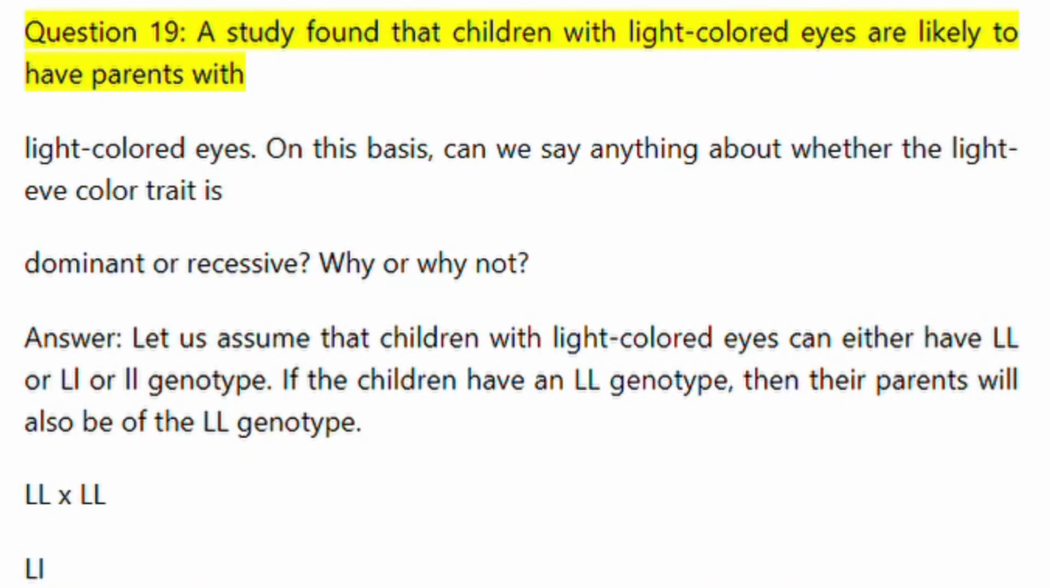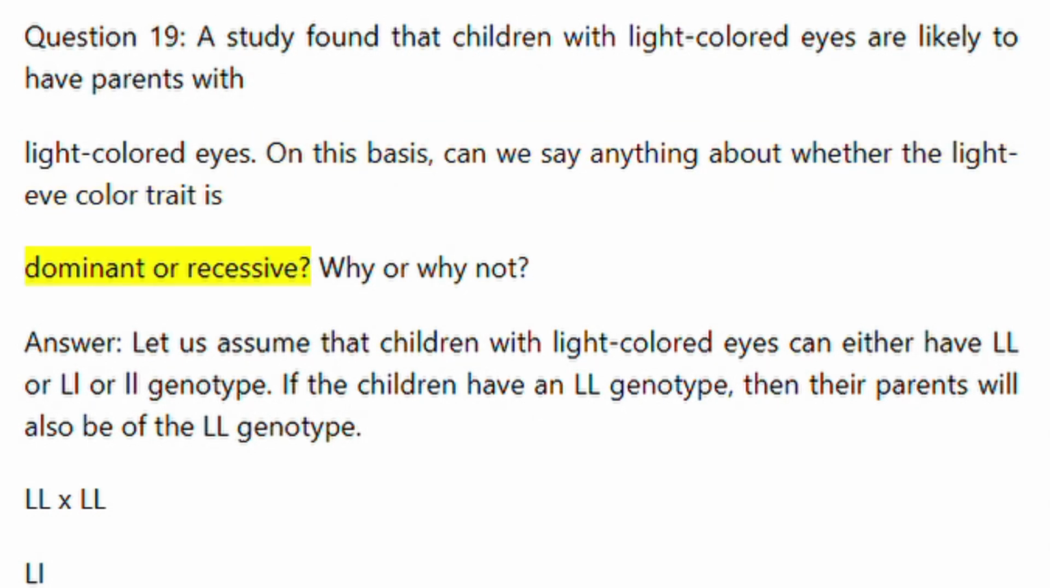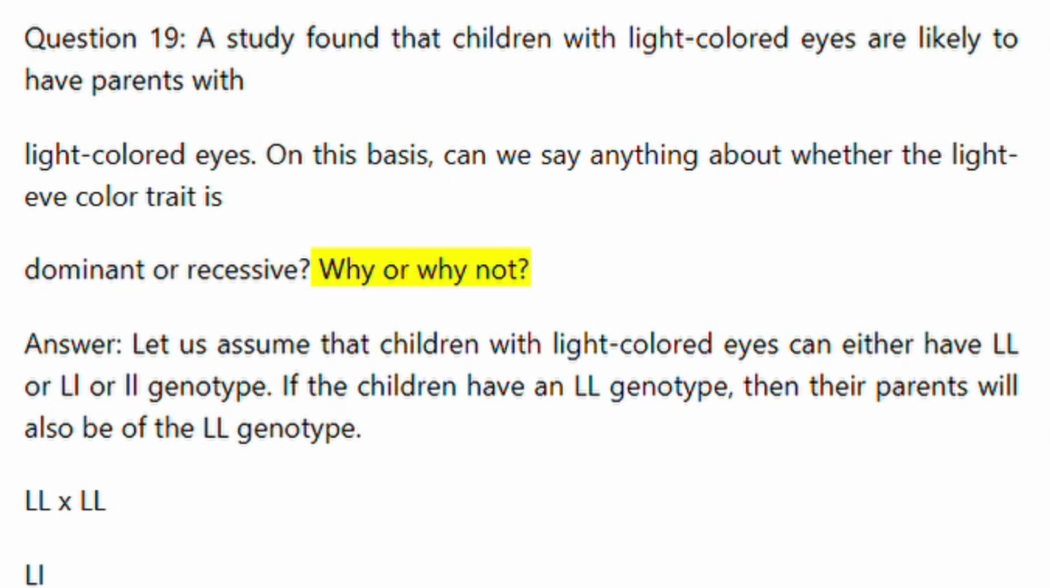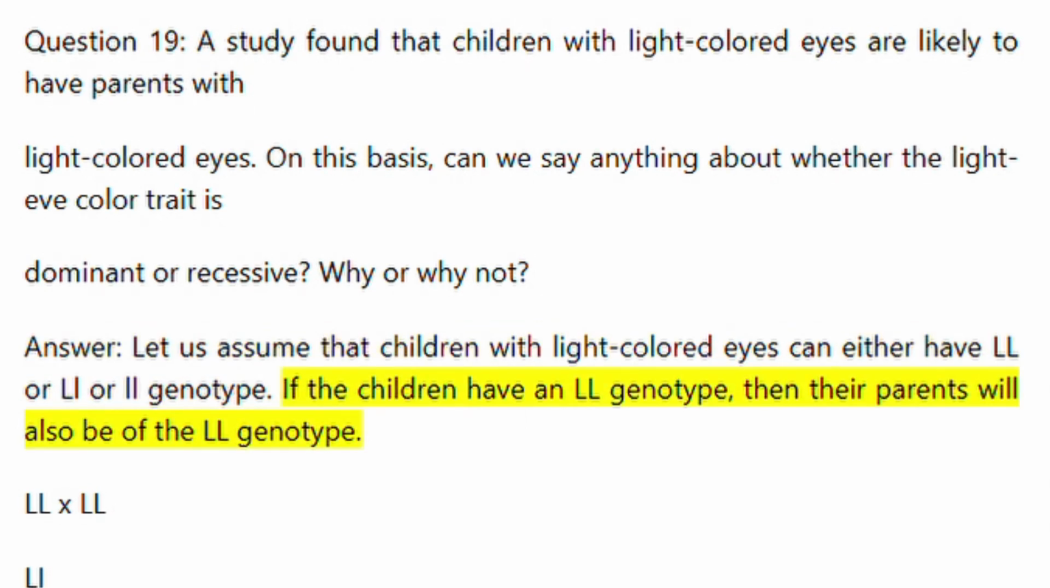Question 19. A study found that children with light-colored eyes are likely to have parents with light-colored eyes. On this basis, can we say anything about whether the light color trait is dominant or recessive? Why or why not? Answer. Let us assume that children with light-colored eyes can either have Ll or ll genotype. If the children have an Ll genotype, then their parents will also be of the Ll genotype.